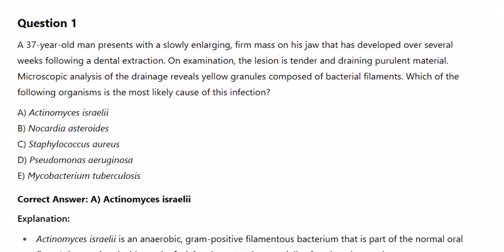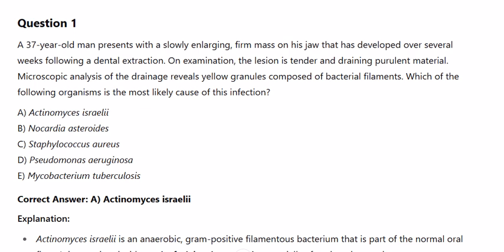Question 1. A 37-year-old man presents with a slowly enlarging, firm mass on his jaw that has developed over several weeks following a dental extraction. On examination, the lesion is tender and draining purulent material. Microscopic analysis of the drainage reveals yellow granules composed of bacterial filaments. Which of the following organisms is the most likely cause of this infection?